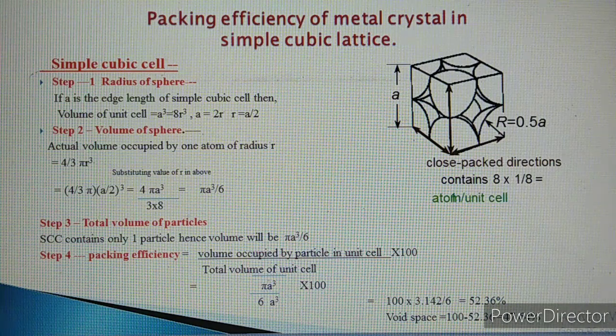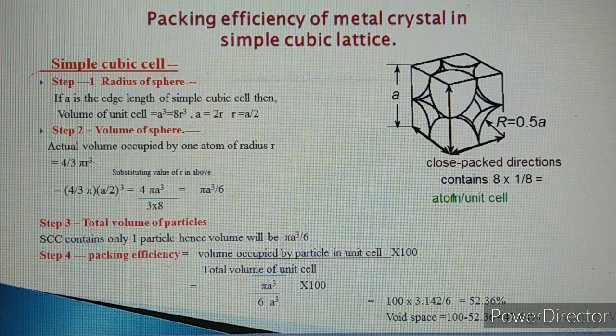Step 2, volume of sphere. How to find the volume of a sphere? We know that mathematically the volume occupied by one atom of radius r is equal to 4 by 3 pi r cube. The volume of a sphere is given by the formula 4 by 3 pi r cube. So the volume occupied by one atom having radius small r is equal to 4 by 3 pi r cube. Now in step 1 we know the value of r, which is a upon 2. So we will substitute the value of small r, that is the radius, in step 2.